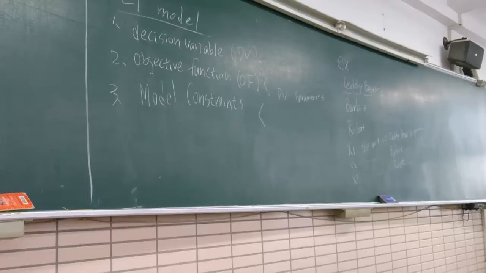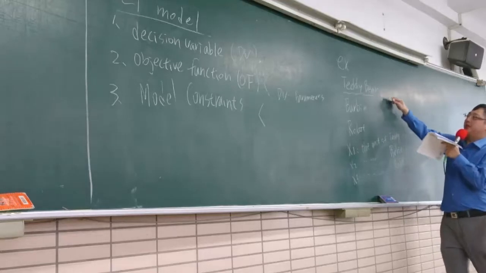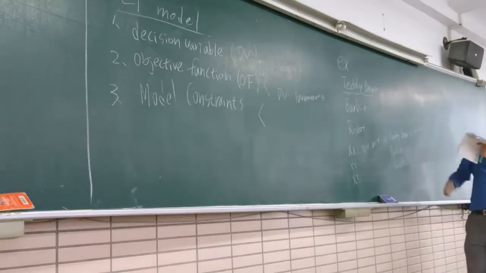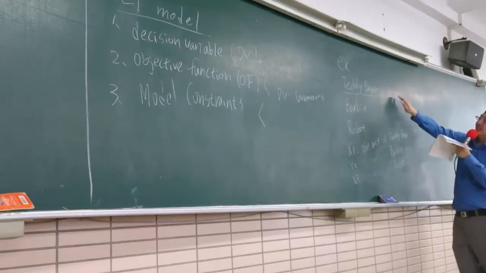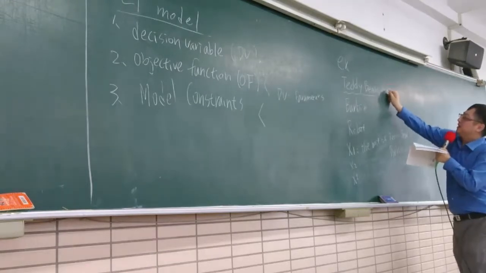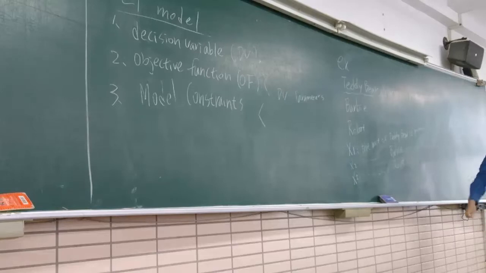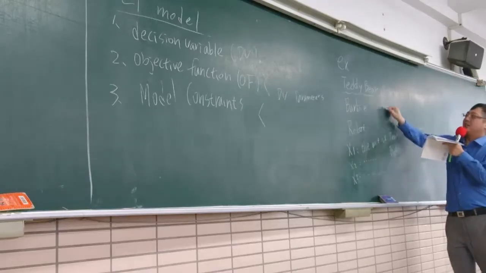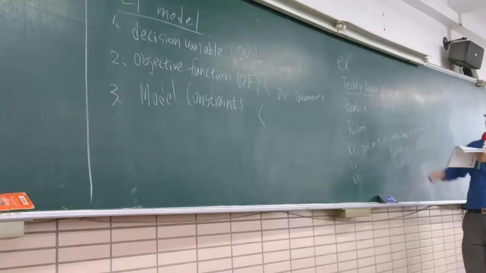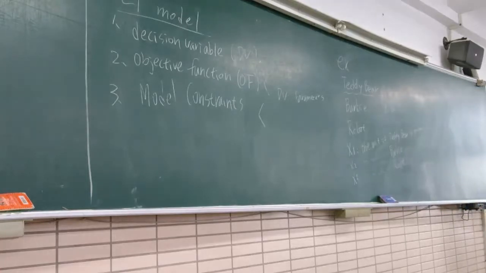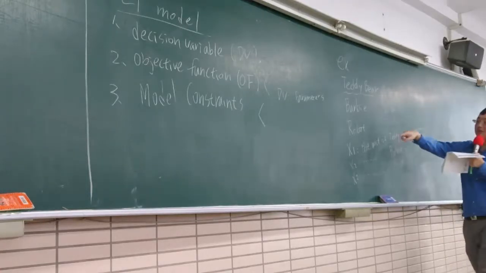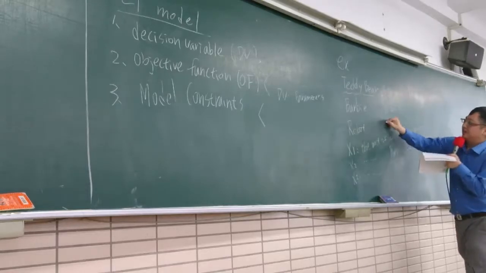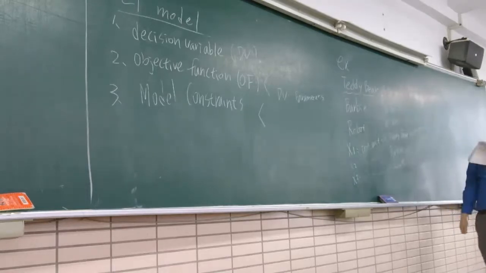Okay, the manager tells you if we produce 1 unit of teddy bear, we can earn 50, the P1. If we produce 1 unit of Barbie, we can earn 60. And if we produce 1 unit of robot, we can earn 100.